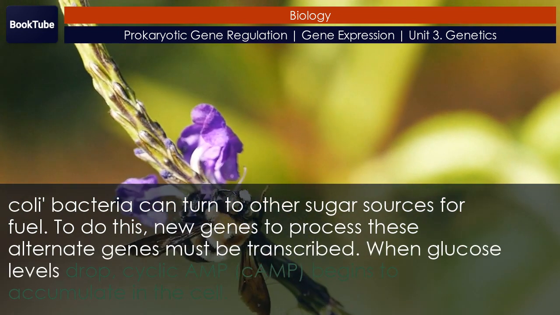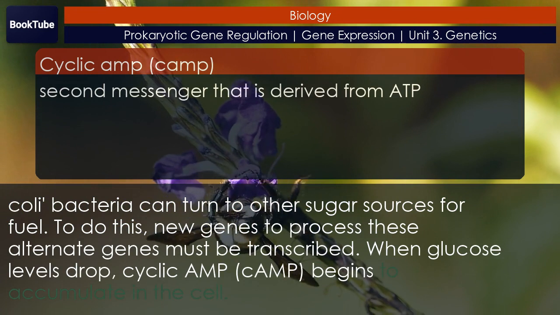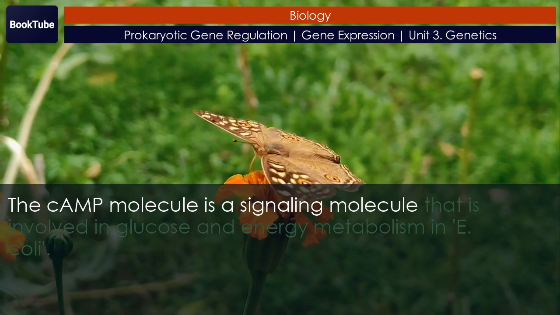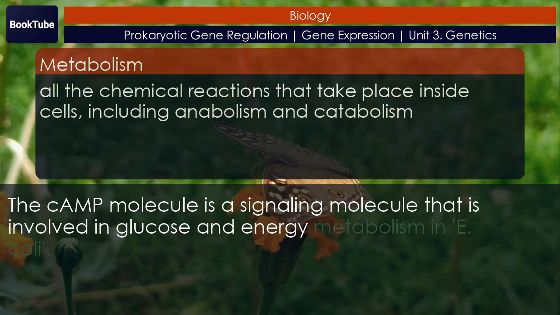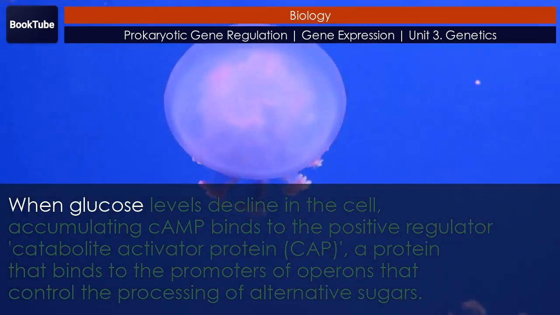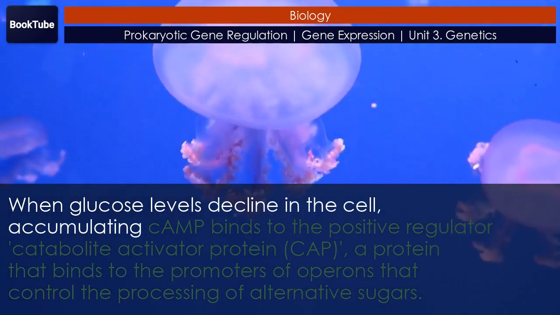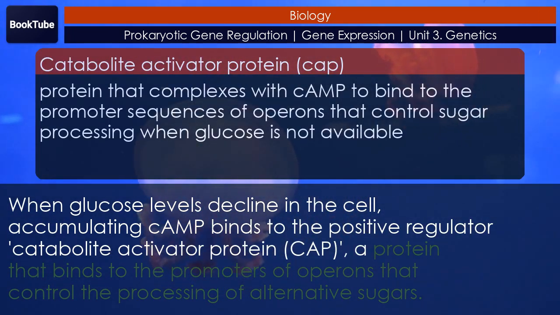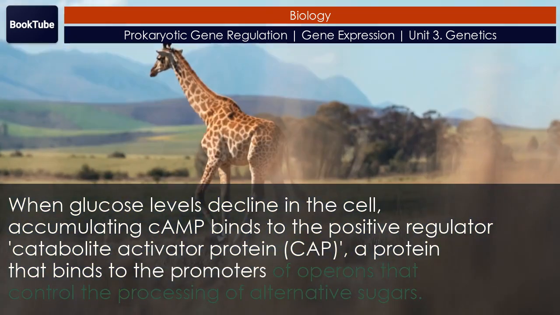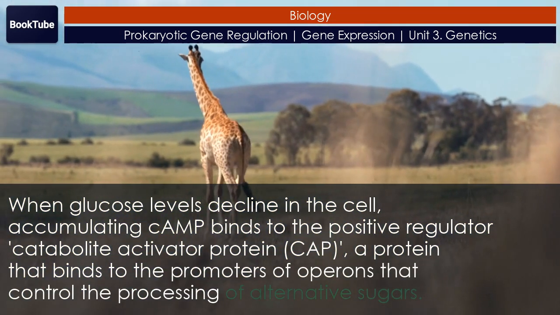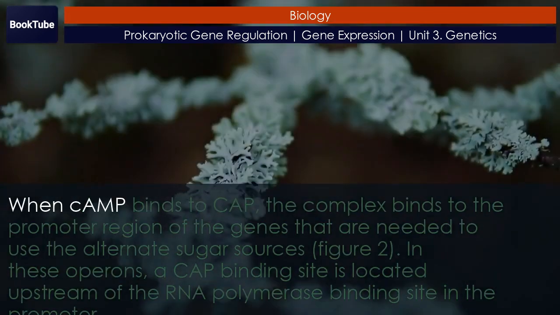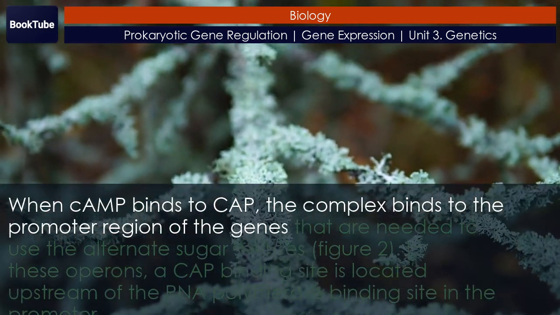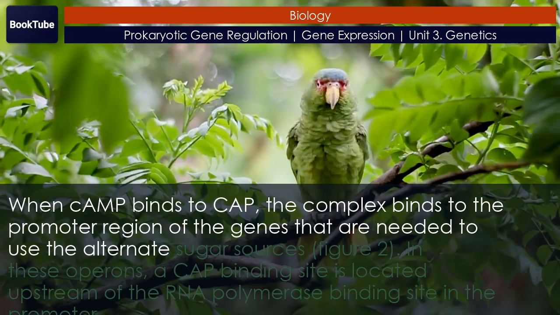When glucose levels drop, cyclic AMP, cAMP, begins to accumulate in the cell. The cAMP molecule is a signaling molecule that is involved in glucose and energy metabolism in E. coli. When glucose levels decline in the cell, accumulating cAMP binds to the positive regulator, catabolite activator protein, CAP, a protein that binds to the promoters of operons that control the processing of alternative sugars. When cAMP binds to CAP, the complex binds to the promoter region of the genes that are needed to use the alternate sugar sources. Figure 2.